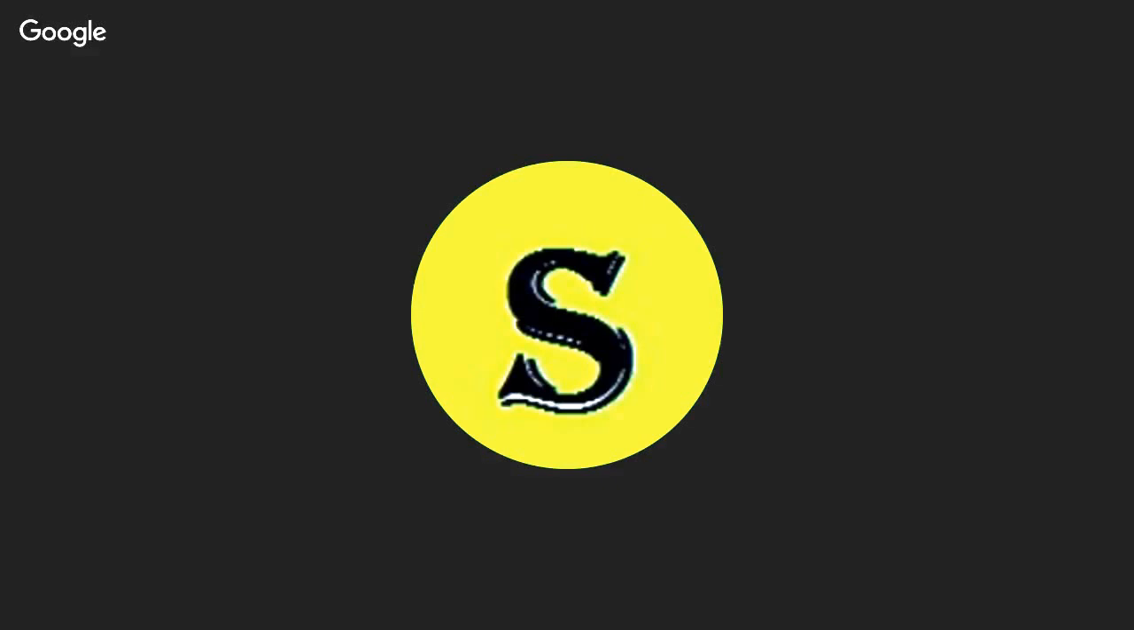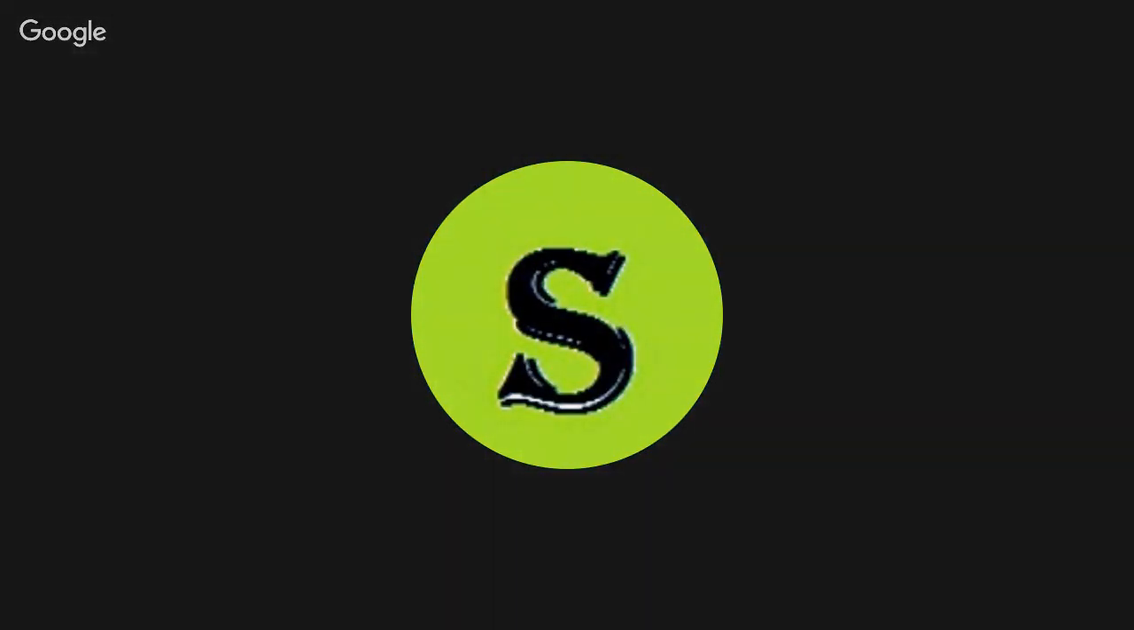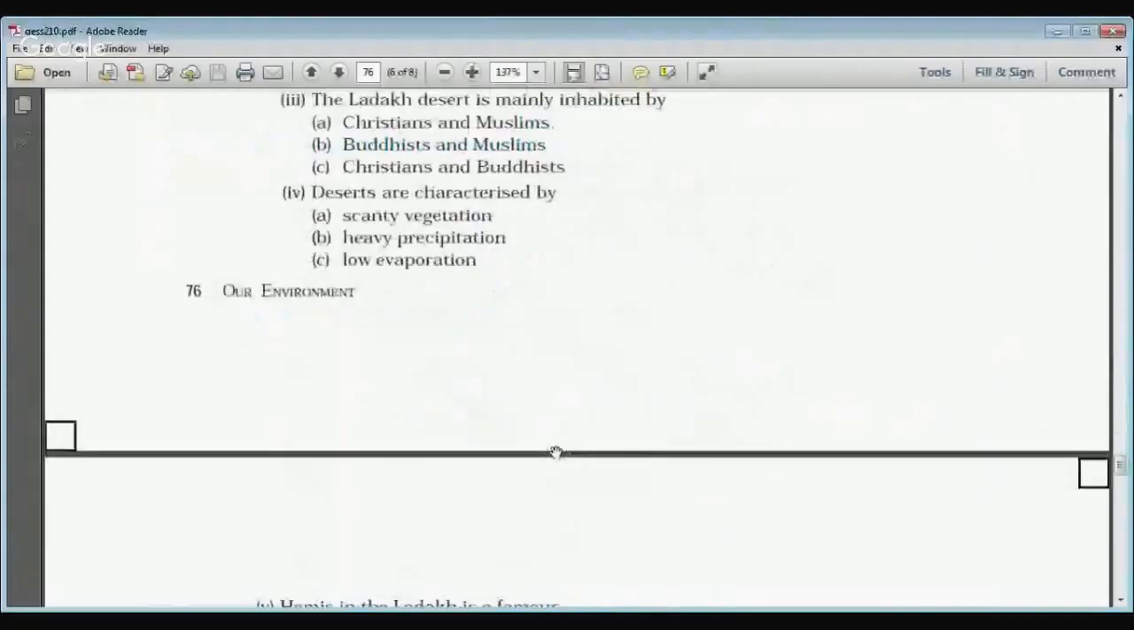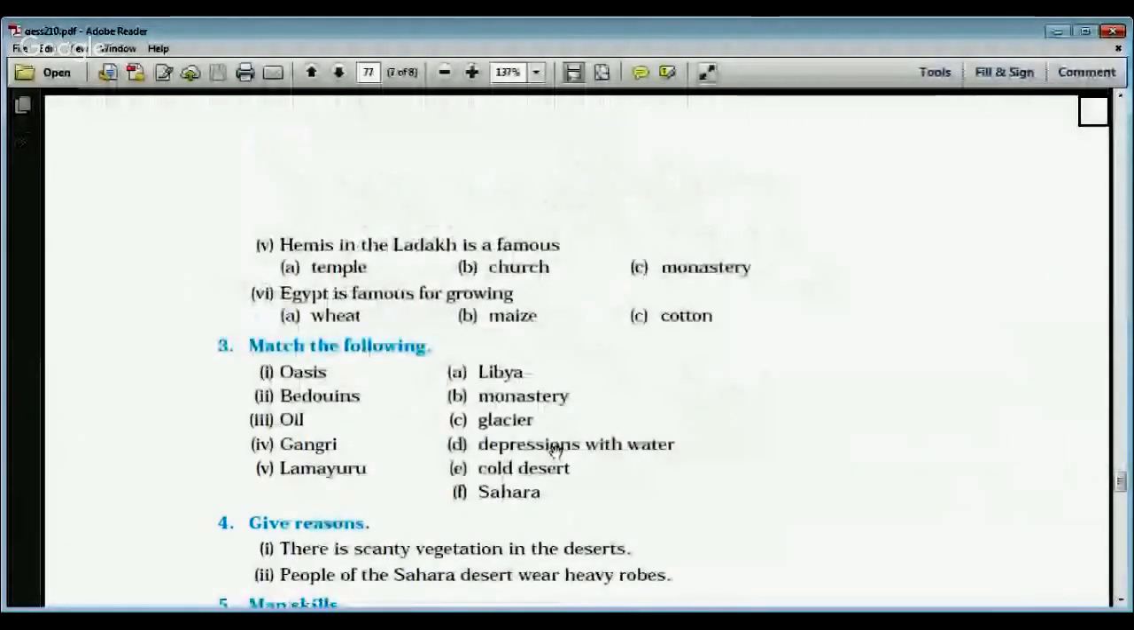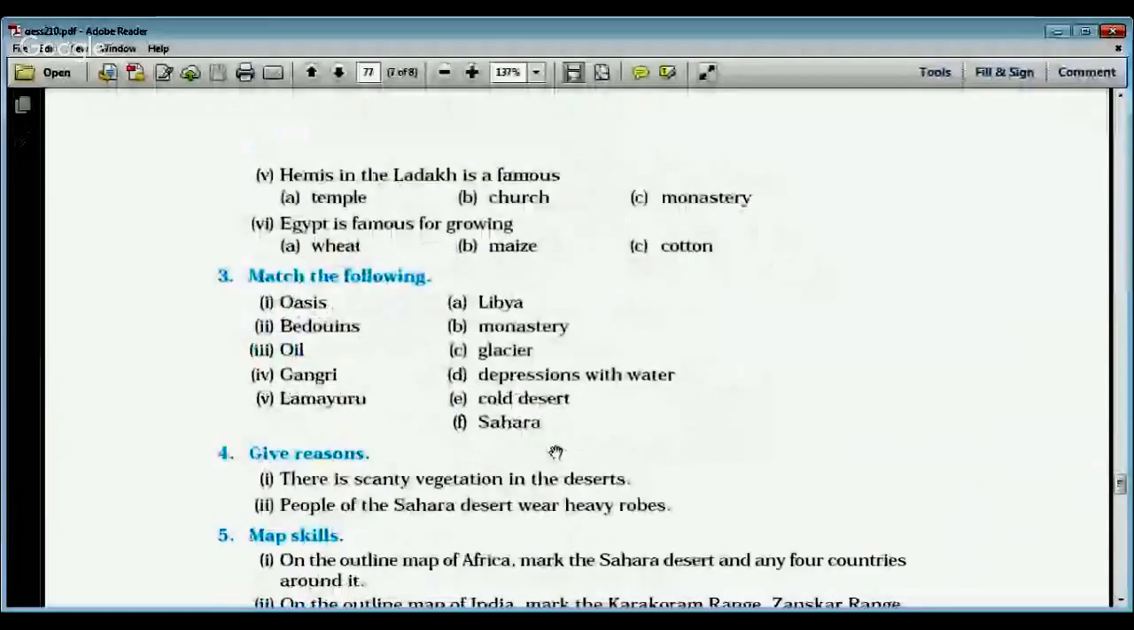And the next question is about the trees that grow in Ladakh, that is poplar and willow. Northern part of Africa. Sahara is a hot desert. Ladakh desert is mainly inhabited by Buddhists. Deserts are characterized by scanty vegetation. Then Hemis is a famous monastery. Then oasis is a depression with water pathways found in Sahara. Oil in Libya. Lamayuru is a monastery.